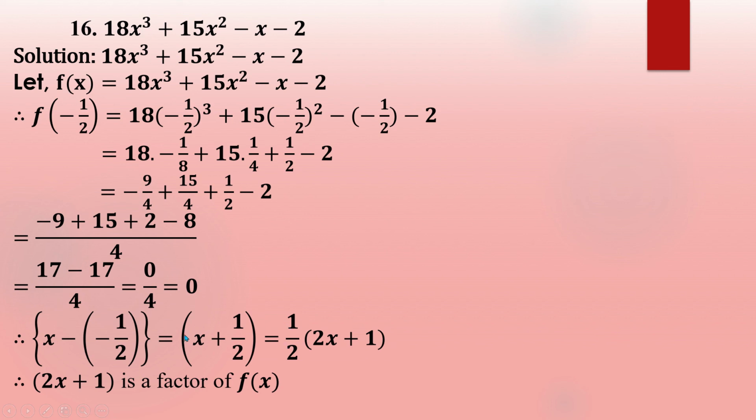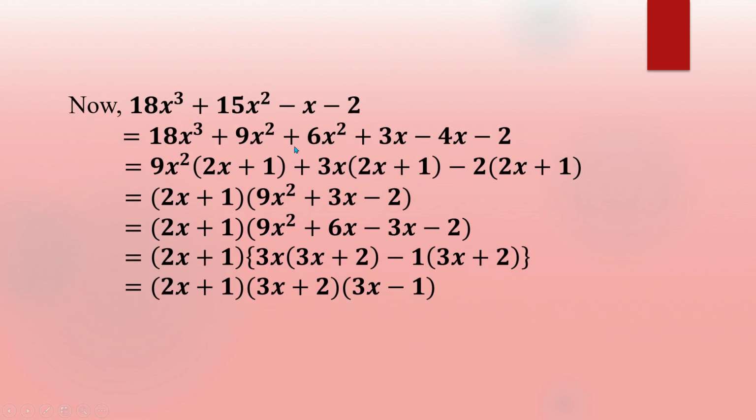That means after taking common half, there will be 2x plus 1. As this is a factor of f of x, so 2x plus 1 is a factor of this. Now this equals, we can write 2x plus 1 into something. For matching this, we have to take here 9x square. Here will be 18x square, here 9x square, but here is 15x square, so we have to take plus 6x square. So for matching 6x square, we have to take here 3x, and 3x into 1 means 3x, but here is minus x, so we have to take here minus 4x.